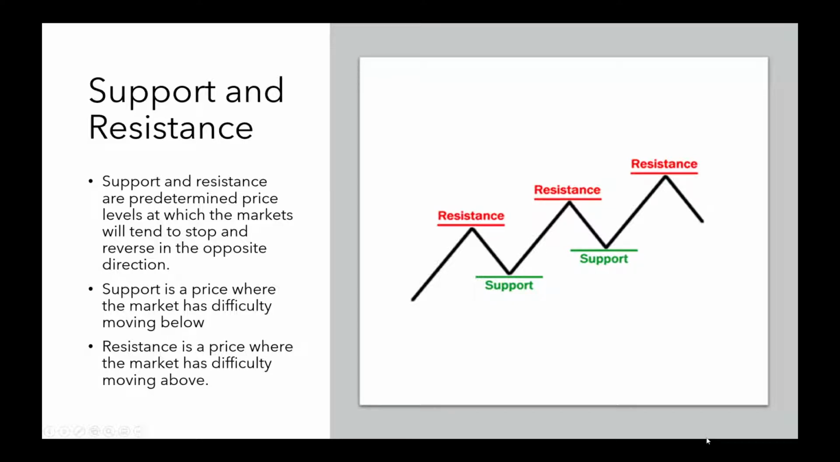Look at the green supports in the picture to the right. Resistance is the opposite. It's the analog. It's the spots in the market where the market has difficulty moving above. Support and resistance tend to be dynamic concepts. It tends to be more art than science. And more importantly, it's up to the trader to make the observations about where support and resistance levels are and how to use them.